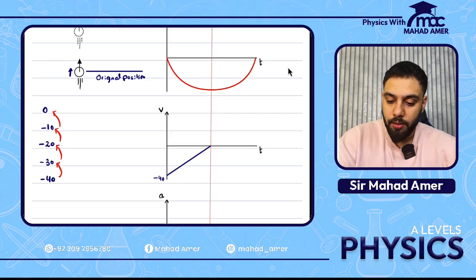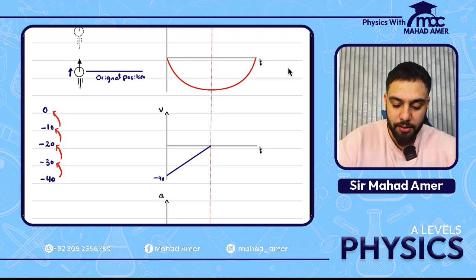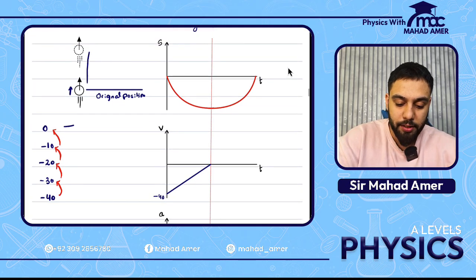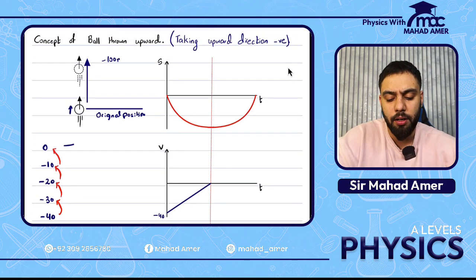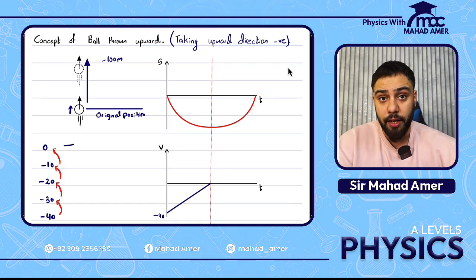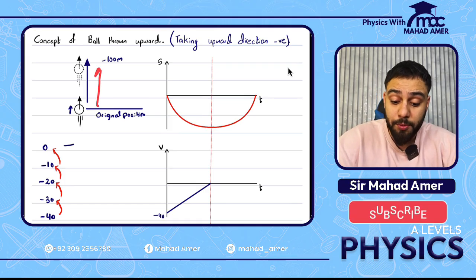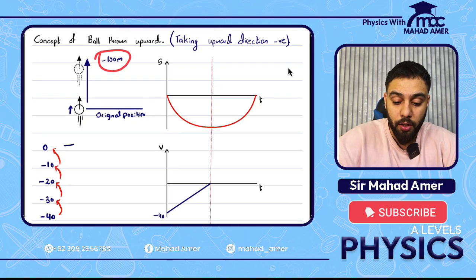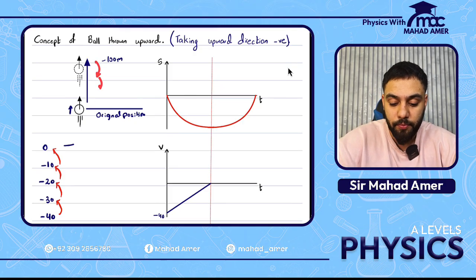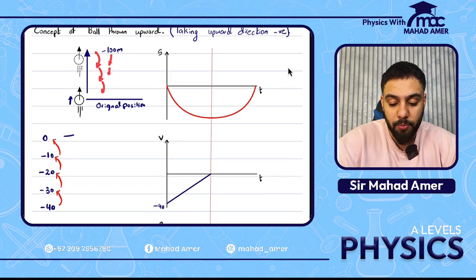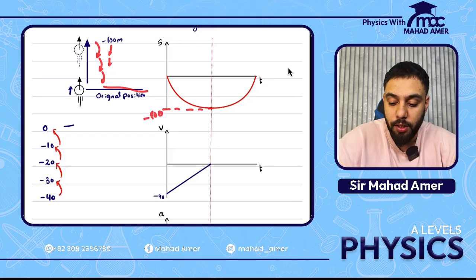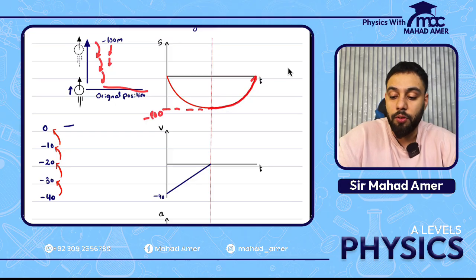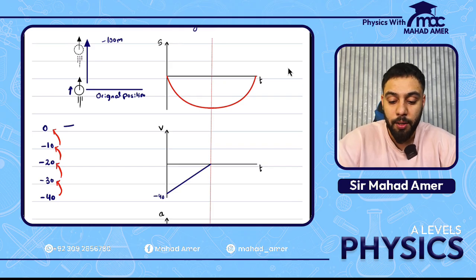Then, once it has reached the maximum height, let's say this is the original position. Once it has reached the maximum height, it might be possible the distance is 100 meters. So the displacement would be negative 100 meters, because we are taking the upward direction as negative, so if the object is going up, the direction is going to be negative. When the object starts to come down, it reduces its displacement. It has reached maximum displacement, negative 100 over here, and this value is going to reduce, and eventually it would reach the ground, so the displacement would be back at zero again.